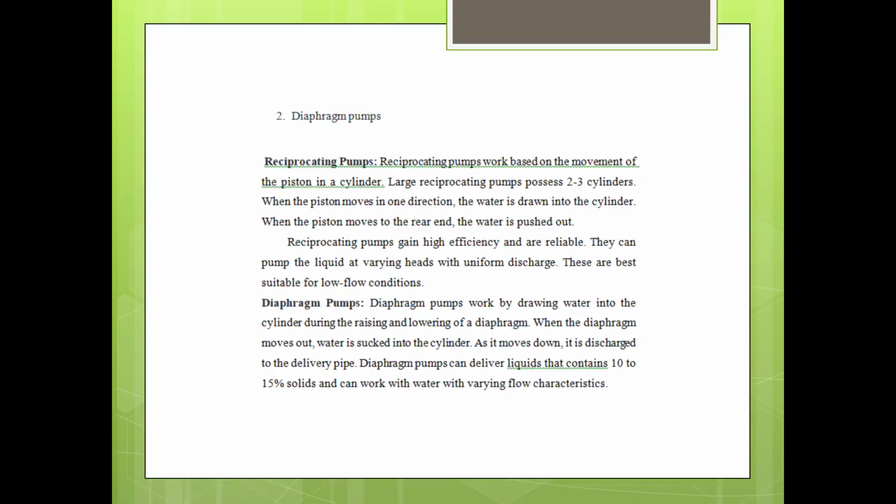Reciprocating pumps can gain high efficiency and are reliable. They can pump the liquid at very high heads. These are best suited for low flow conditions.